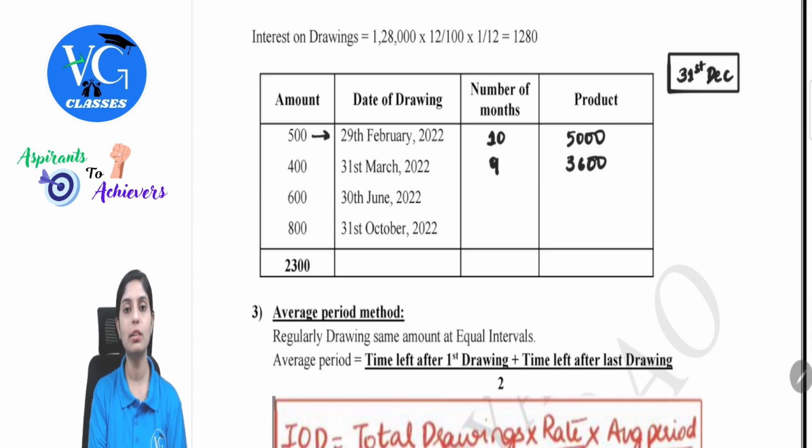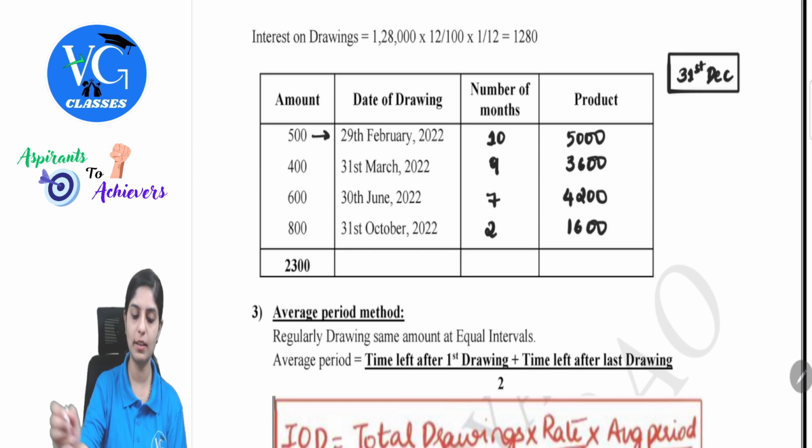Next, 600 on 30th June. So the remaining months are July to December. So I'll be left with 7 months. So 600 into 7 is 4,200. 800 on 31st October. Remaining months, November and December, 2 months. So 800 into 2 will be 1,600.